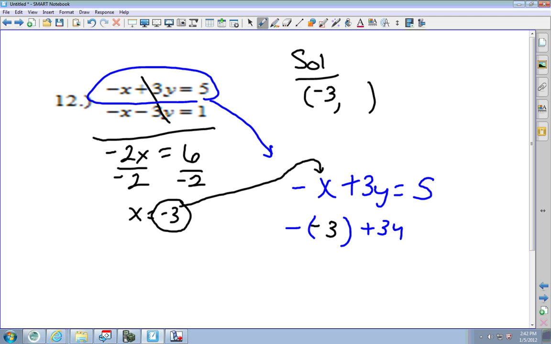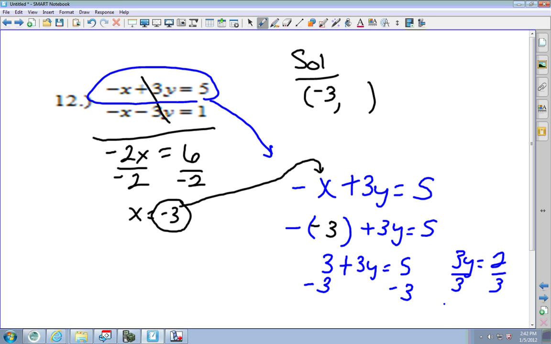plus 3y equals 5. The opposite of negative 3 is positive 3. Plus 3y equals 5. I'm going to subtract 3 from each side. And I'm going to get 3y equals 2. I'm going to divide by 3. Now this is saying y equals 2/3.